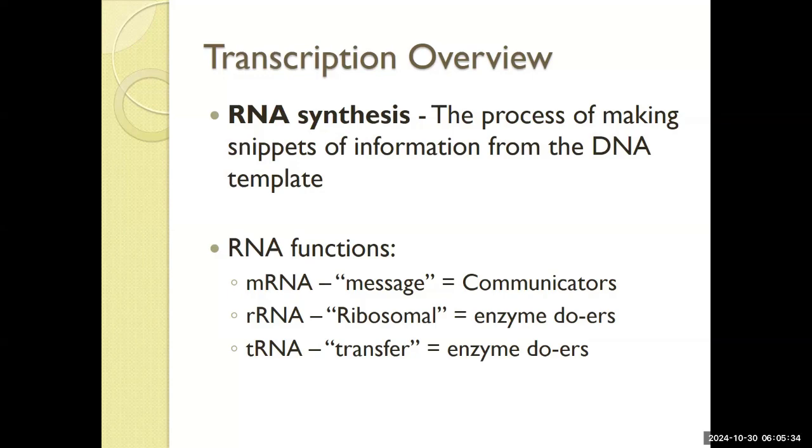rRNA, the R stands for ribosomal, and this type of RNA can fold upon itself and, like its ribozyme ancestors, engage in enzymatic processes. This actually forms the ribosome, which participates in translation. tRNA, the T stands for transfer. Like the ribozyme ancestors, this RNA sequence will fold upon itself and become an enzyme doer that participates in translation by moving the amino acid to the appropriate nucleotide codon.